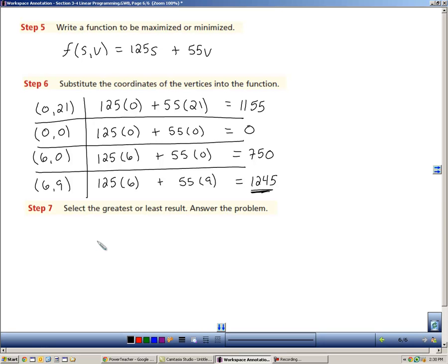So that means if I have 6 surgeries and 9 office visits, that'll give me a max profit of $1,245.